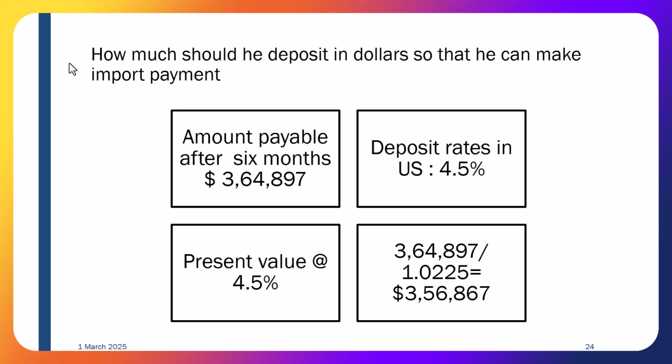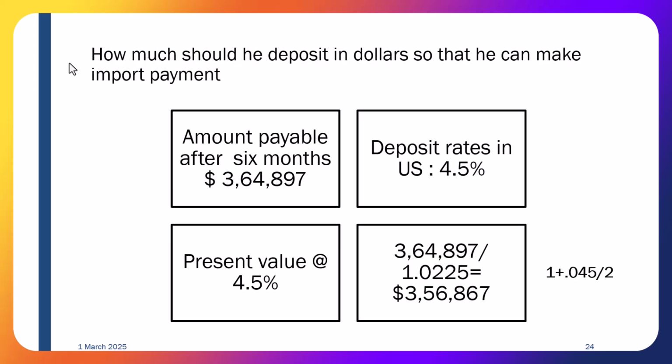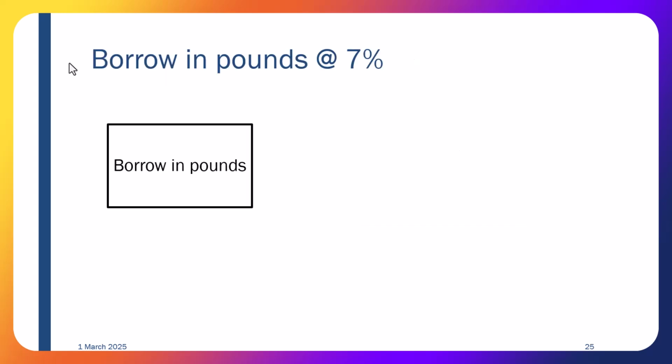If you do a back calculation, how much money do you have to invest in America? $3,56,867. This is what you have to invest in America so that it grows to 3,64,000. If you invest at 4.5%, this will meet your requirement. And how do you do it? 1 plus the rate of interest divided by 2. So this is what we did.